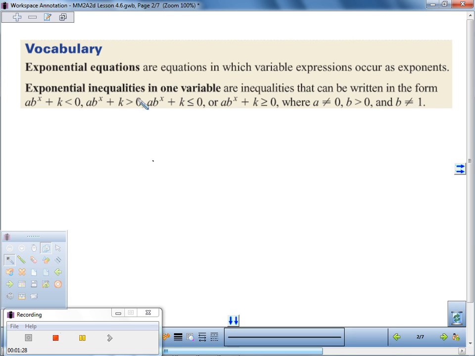Now, inequalities can be written in forms like this: greater than 0, less than 0, greater than or equal to 0, less than or equal to 0. Remember, we still have our same rules: a can't be 0, and b can't be 1, and b has to be greater than 0. Now let's look at an example solving these types of equations.